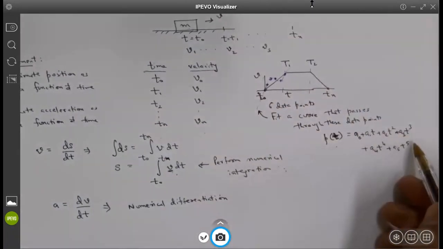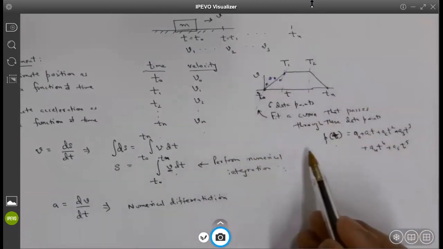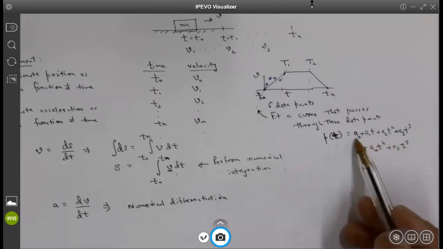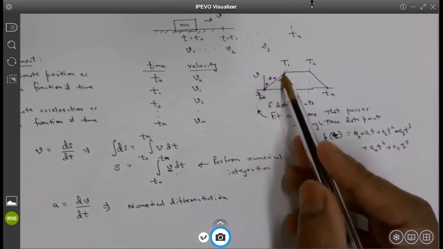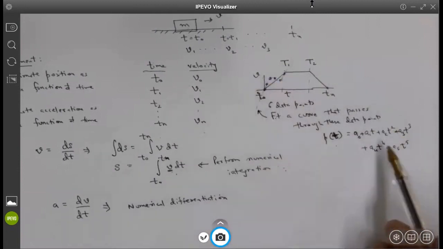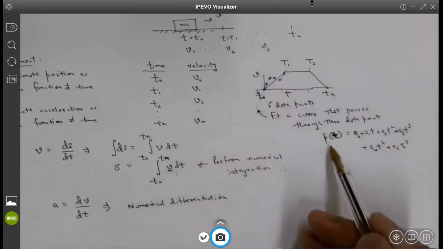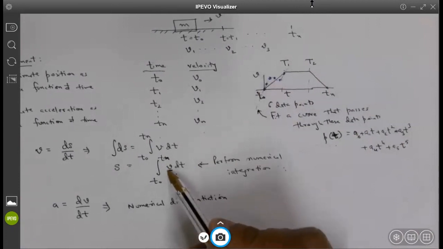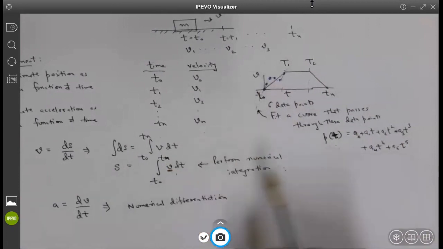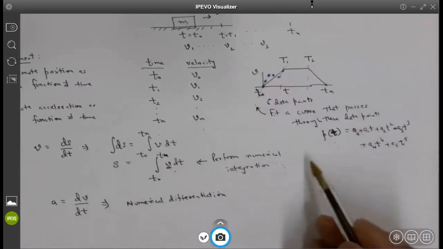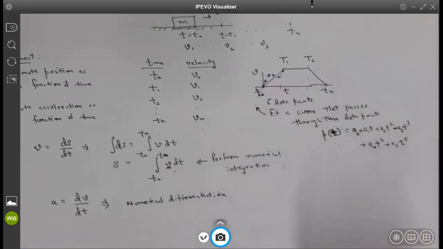I fit a fifth degree polynomial through this set of data points. Once I get that, it gives me a polynomial that approximately matches this set of data points, and I have the explicit function. Now I can plug this explicit function in here to calculate the displacement, or I can take the derivative with respect to time to get the acceleration at any instant of time.